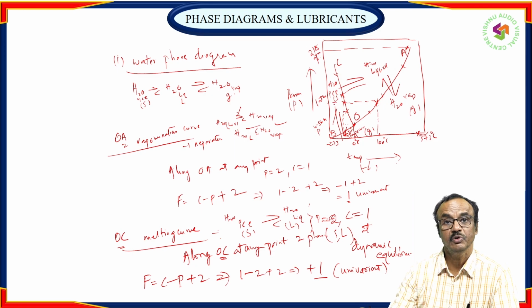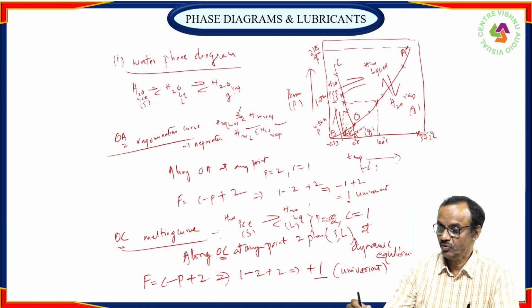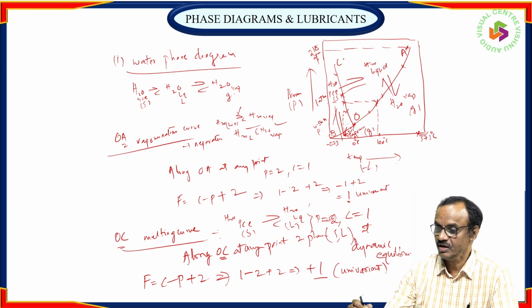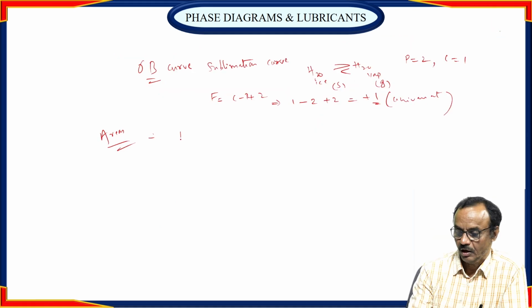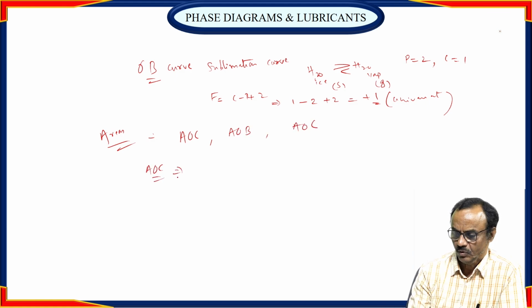BOC: what is visible to you in the graphical representation in this diagram? Only solid, that is the ice phase. So the areas are AOC, BOC, AOB. In each, only one phase exists.